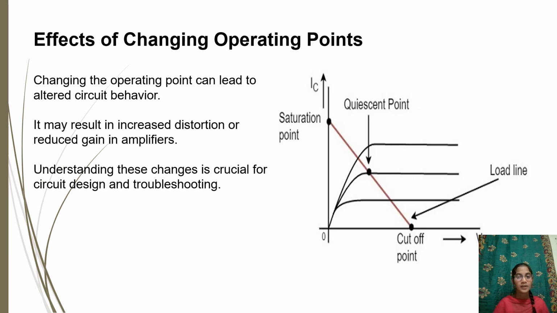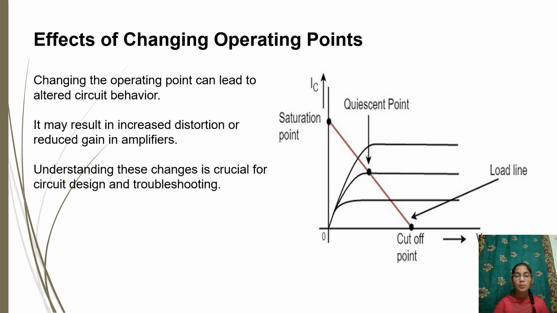Effects of changing operating point. Changing the operating point can lead to altered circuit behavior. It may result in increased distortion or reduced gain in amplifiers. Understanding these changes is crucial for circuit design and troubleshooting.